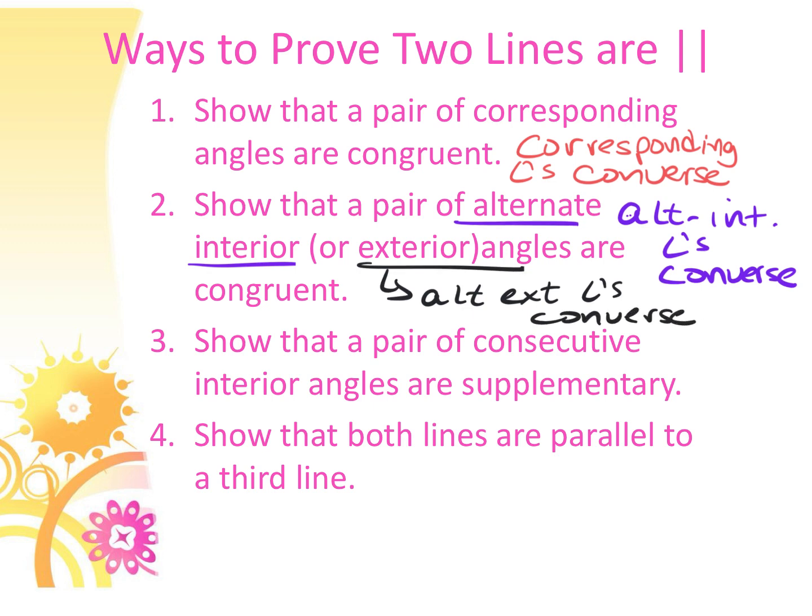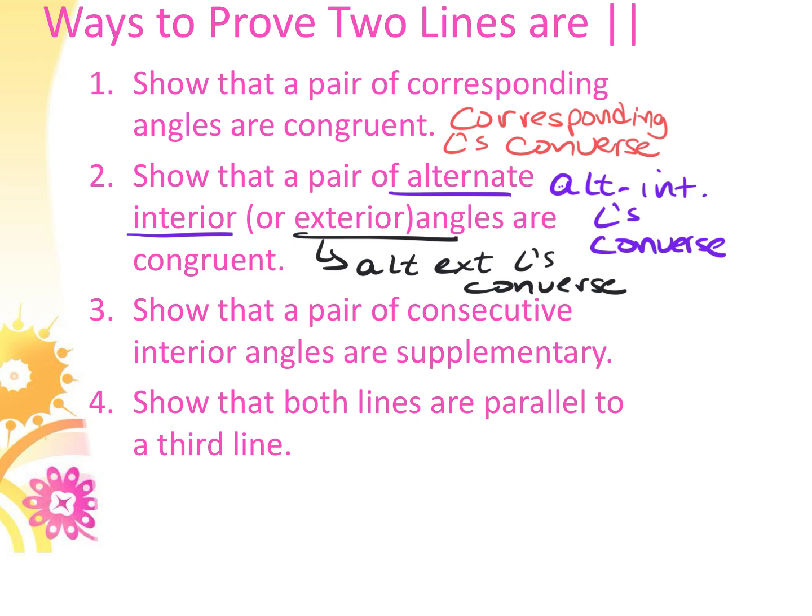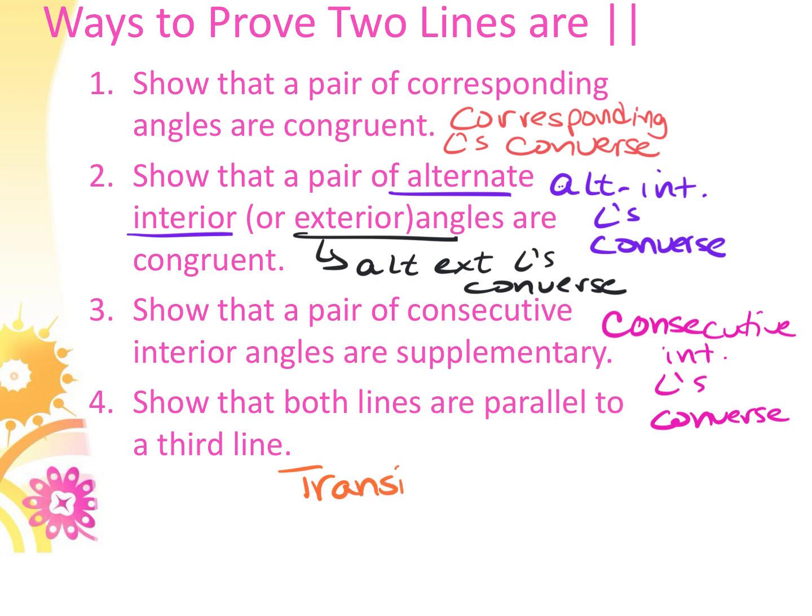The third way is to show that you have a pair of consecutive interior angles that are supplementary. So this way we are going to use our consecutive interior angles converse. So once we have a pair of angles that are supplements, we could prove that the lines are parallel using the converse. And then lastly, show that both lines are parallel to a third line. And this is our transitive property of parallel lines. I'm going to just use the symbol for parallel there.